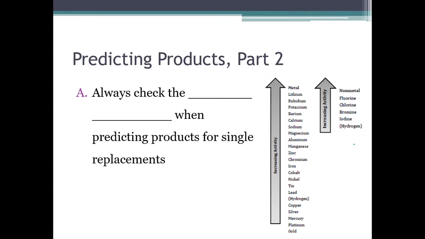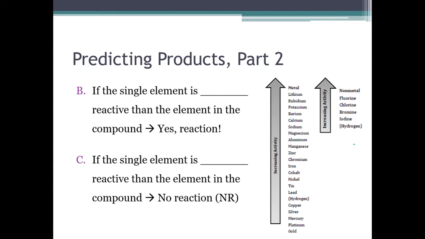So we're going to sort of add this knowledge into predicting products. We learned how to do that last time, but we're going to just add one step to the process. If you are trying to predict the products for a single replacement, make sure that you check the activity series first. Because now, sometimes instead of writing products, you're just going to write no reaction. So if you look at your activity series and the single element is more reactive than the element in the compound, so your single element's up here and the element in the compound is down here, yeah, that's going to happen.